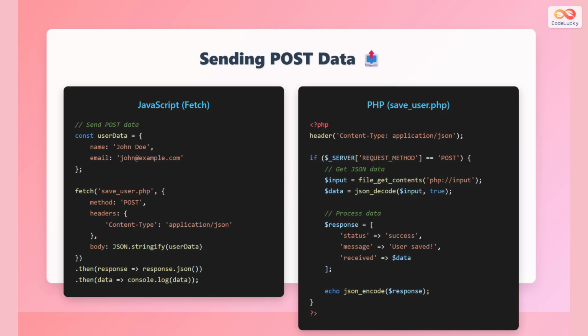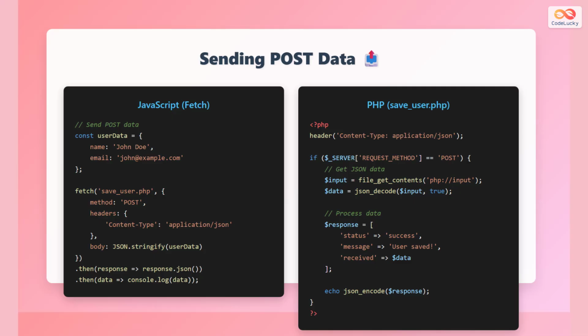Now let's see how to send post data from JavaScript to a PHP server. First, we create a JavaScript object called userData, containing the data we want to send. We use the fetch function to send a post request to the save_user.php endpoint. The method is set to post. The content type header is set to application/JSON to indicate that we are sending JSON data. The body is set to the JSON stringified version of the userData object. The then methods handle the response from the server.